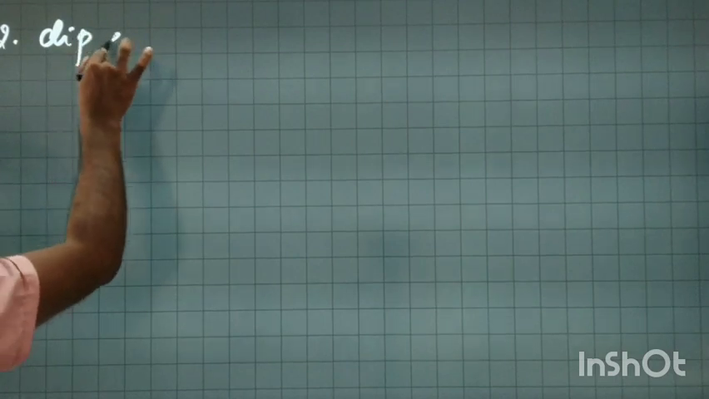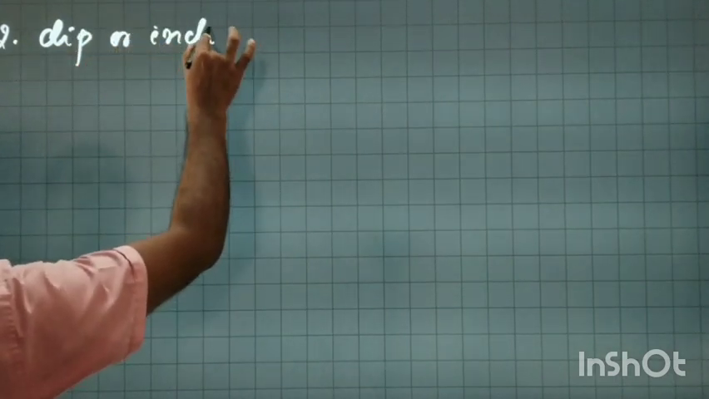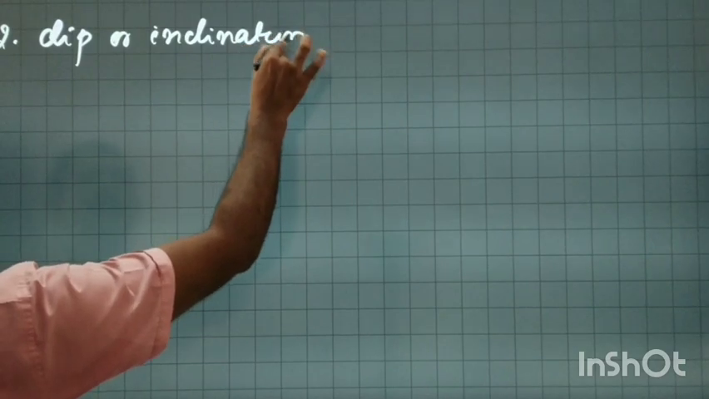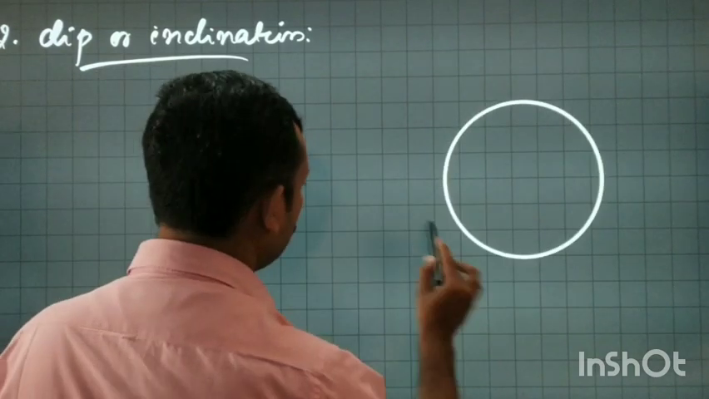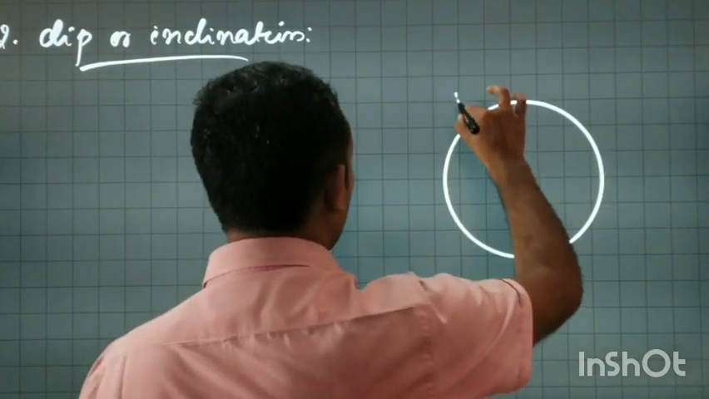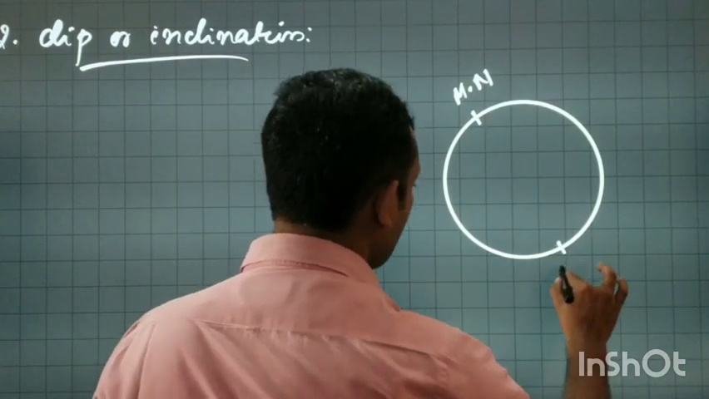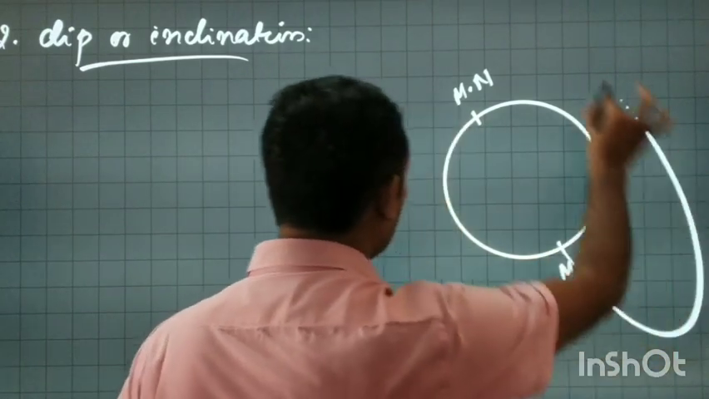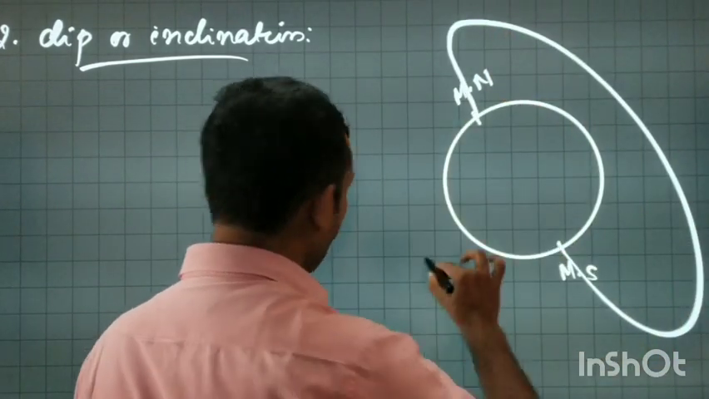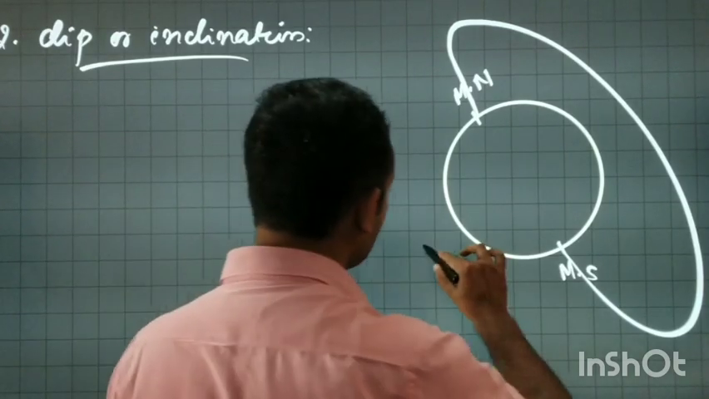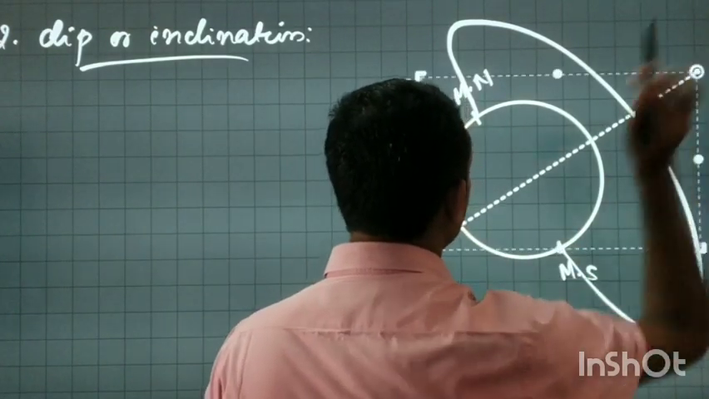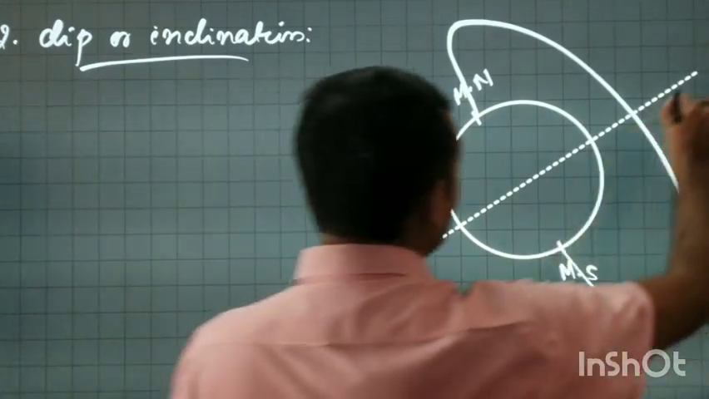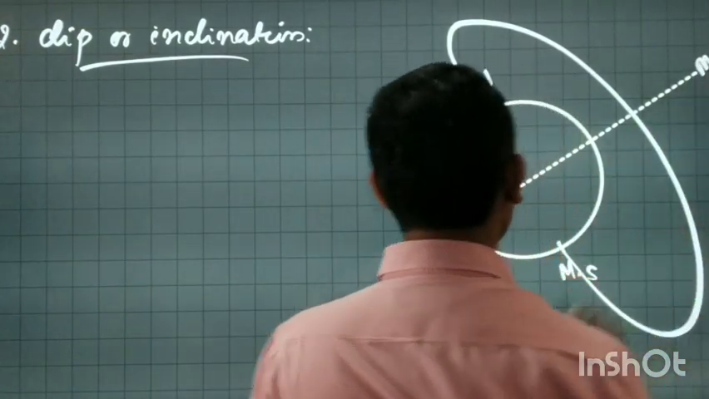Now moving on to the second element of Earth's magnetic field, that is called dip or inclination. Now let us consider Earth. This is the magnetic north pole. This is the magnetic south pole. And you can see that this is the direction of the magnetic field lines around Earth. Now if I draw a line like this, this line is called the magnetic equator.